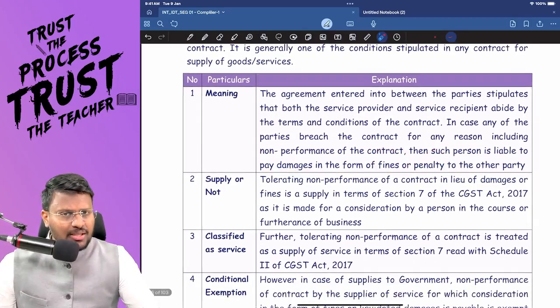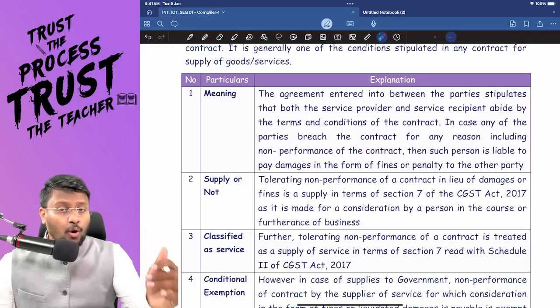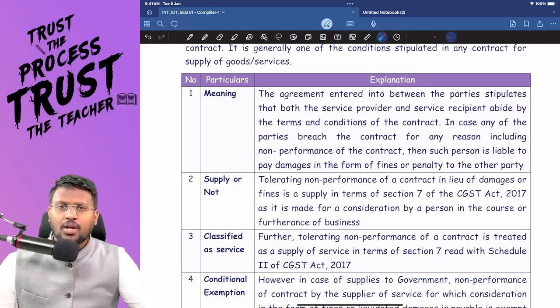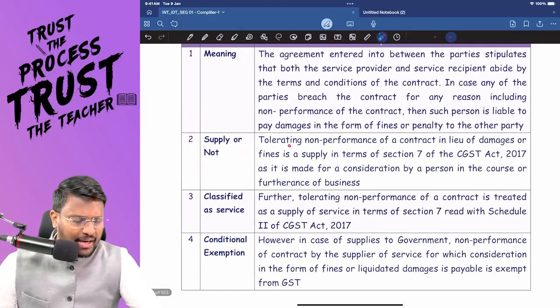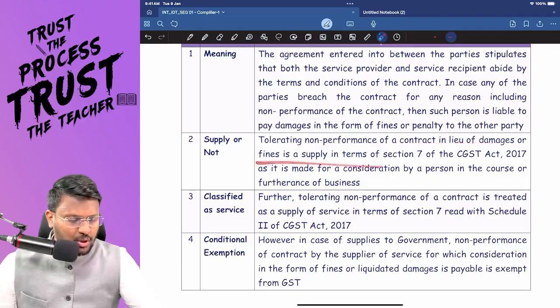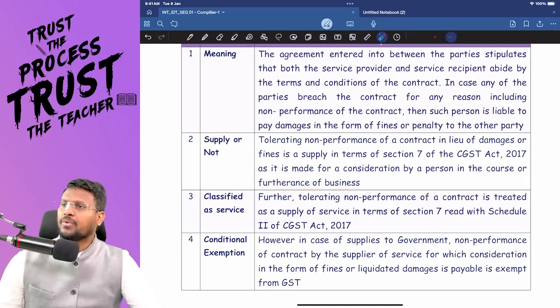My dear lovable students, if the other person has not followed the contract, he is supposed to pay fine or penalty. Now, whether that is a supply or not. Tolerating non-performance of a contract in lieu of damages or fine is a supply under section 7 of the CGST Act. And it is made for a consideration by a person in the course or furtherance of business.